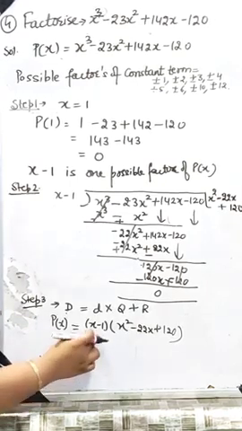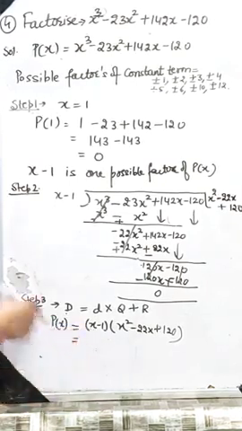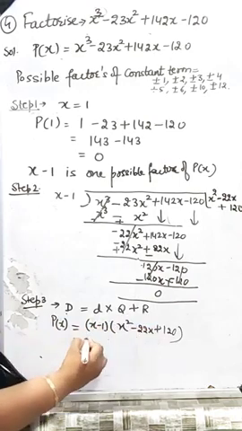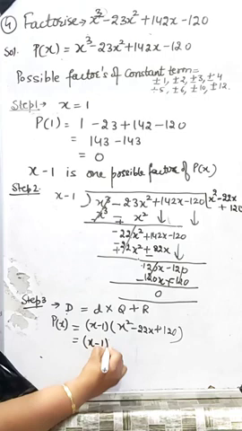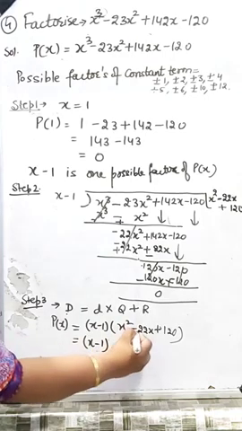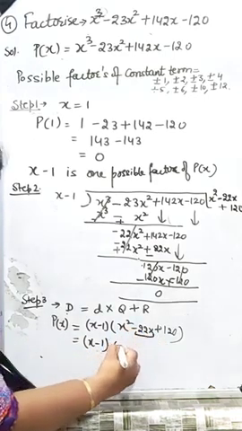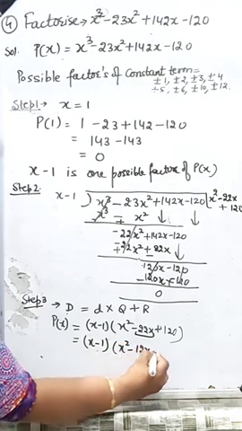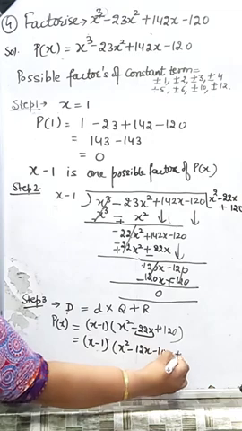Here x minus 1 is one factor. Now to find the other 2 factors, we have to split this quotient by splitting its middle term. And we know the rules of splitting the middle term. We have to split this middle term, and it splits into minus 12x minus 10x plus 120.